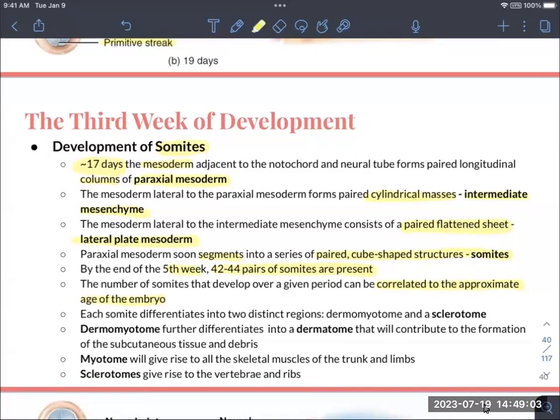So these somites are going to develop into that dermomyotome and sclerotome. That dermomyotome gives us dermatomes, myotome, skeletal muscles of the trunk and limbs. Those sclerotomes, vertebrae and ribs.